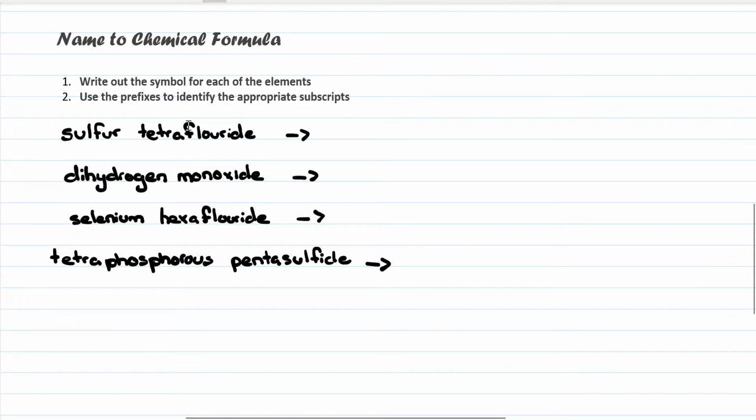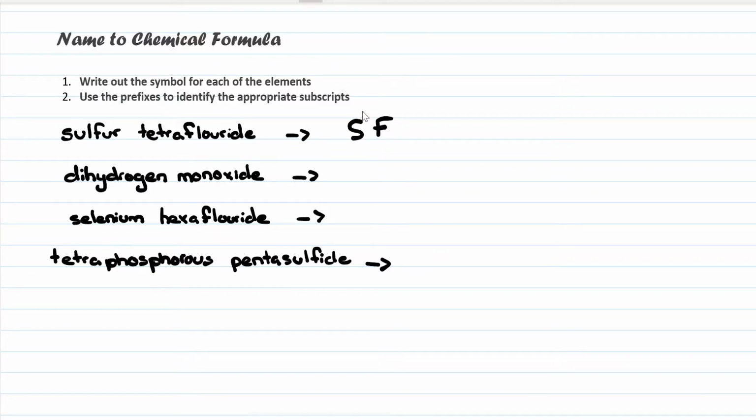Okay, so now we're going to be going from the name to the chemical formula. And there's 2 steps in this process. First, we have to write out the symbol for each of the elements, and then use the prefixes to identify the appropriate subscripts. Again, you can totally do this in 1 step, but I just listed it as 2 for simplicity. So let's get into it. First things first, we're going to see that this compound has sulfur, and sulfur is represented by an S. And you see that there's going to be fluorine, which is fluoride here because of the ide ending. So kind of subtract the ide ending and add the original ending to identify the element. So we're going to have S and F.